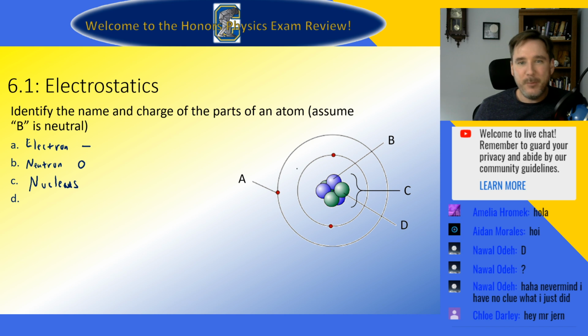The nucleus is made up of the protons, which means it's going to be positively charged. And that brings us to letter D, which is the protons, and that's going to be the individual part of it. It's going to be positively charged. So if B is neutral, then D has to be the protons. Holy cow, that's what I get for doing these out of order on purpose. C will be the nucleus. That's going to be all the protons and the neutrons together. So overall, the nucleus is going to be positive.